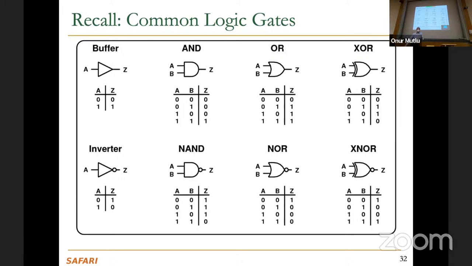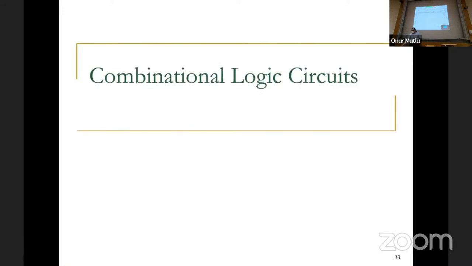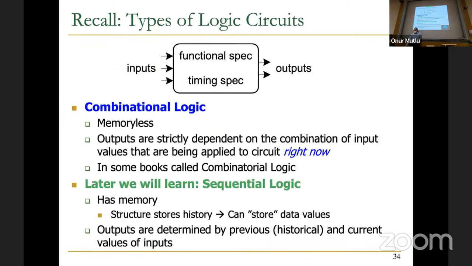Today, we're going to look at a different way of specifying functions. So that's how we came to combinational logic circuits. And we were talking about two types of circuits, combinational versus sequential. Tomorrow, we will come to sequential. Hopefully, today, we will cover at least the most important concepts in combinational circuits. Tomorrow, we will see sequential logic. So combinational logic is basically memoryless, right? Outputs strictly depend on the inputs right now. You don't remember anything in the past. Tomorrow, we will see how we build memory.